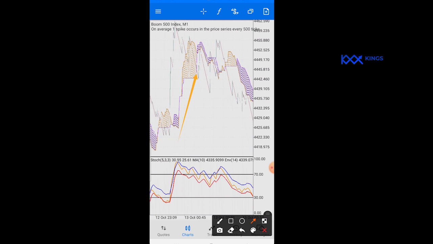Now remember what I said about the stop loss. Once you enter your trade, your stop loss should be above these indicators. So once you enter, you just set your stop loss above here. That's where your stop loss should be, above here.